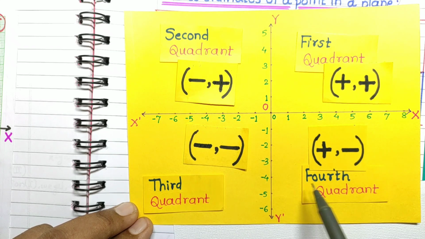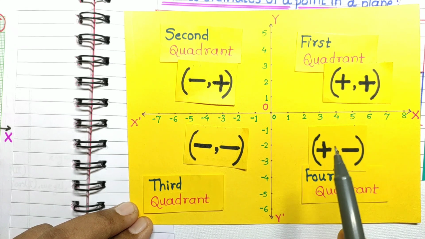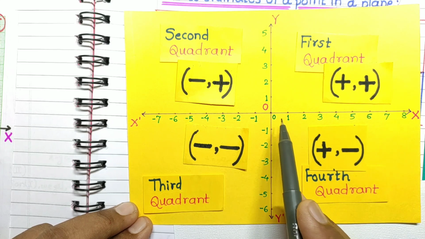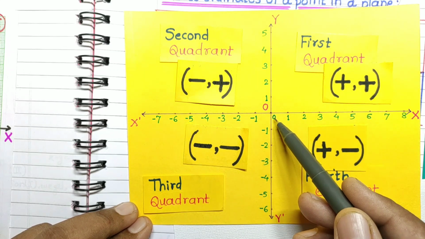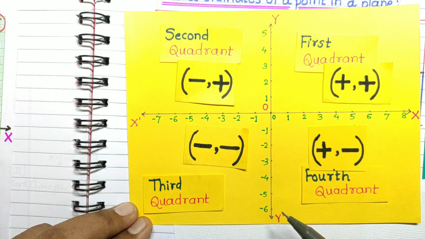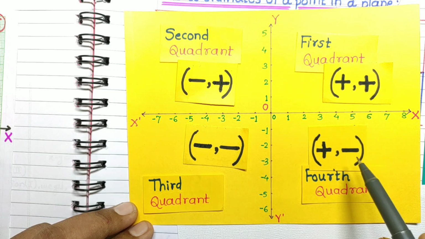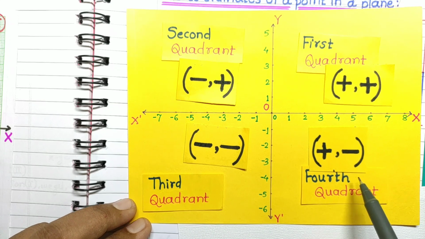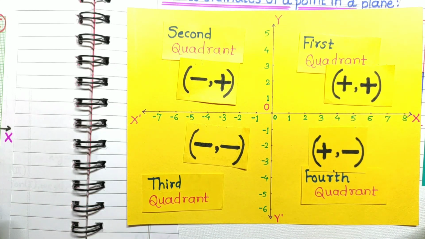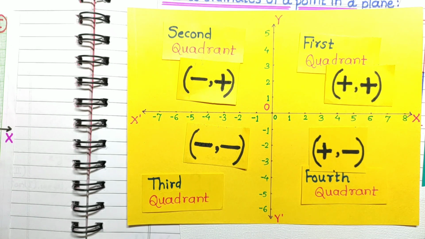Okay, and the fourth quadrant is made up of the positive x-axis and negative y-axis, so the x coordinate is positive and the y coordinate is negative. You remember all these things very properly, a very important concept in coordinate geometry.